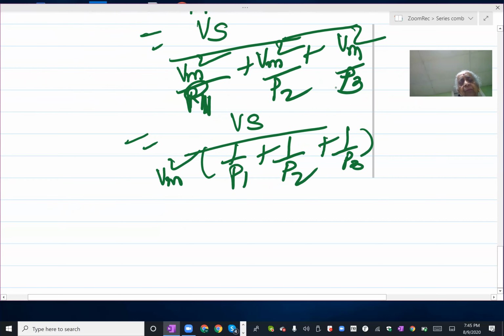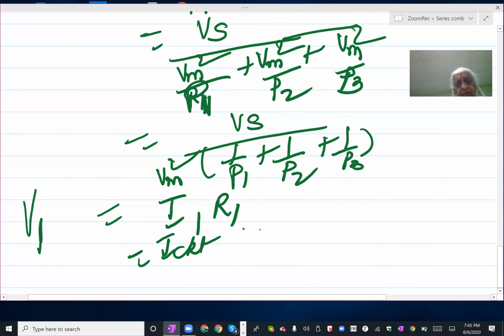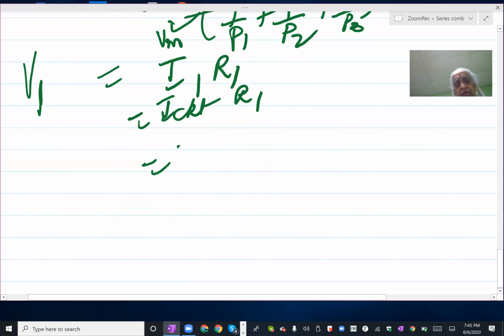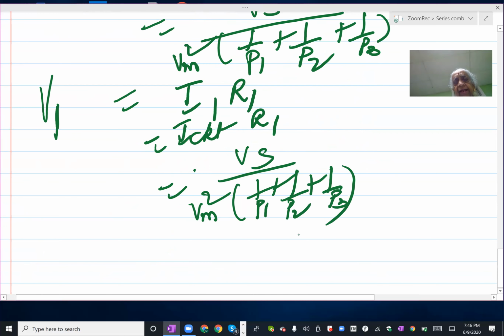For the same current through the bulb, what will be V across the first bulb will be I into R1. I through the circuit, I1 into R1, but I1 equal to I2 equal to I3 equal to I of the circuit. So it will be I circuit into R1. So that will be equal to Vs divided by Vm squared into 1 by P1 plus 1 by P2 plus 1 by P3 into R1, and R1 is nothing but Vm squared by P1. This is what you should remember.